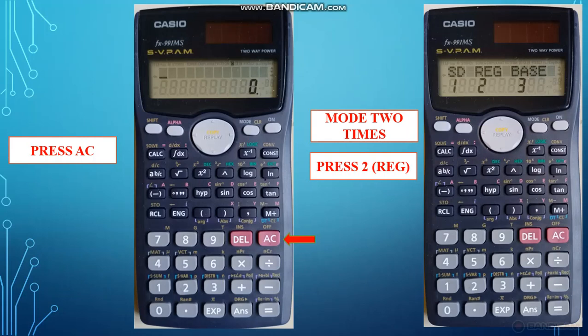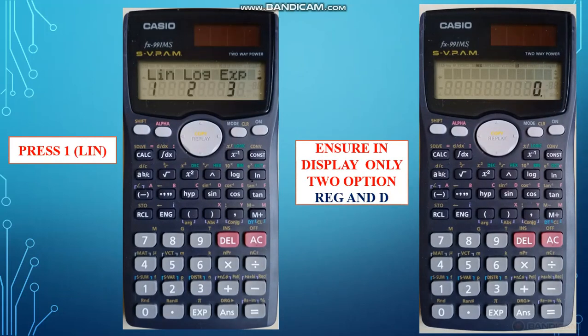After that you press mode 2 times. If you press mode 2 times, you will get this: ST, REG or base. You press mode 1 or 2 or 3 times, and the display you will get is ST, REG, base. Now you press 2. 2 means REG.